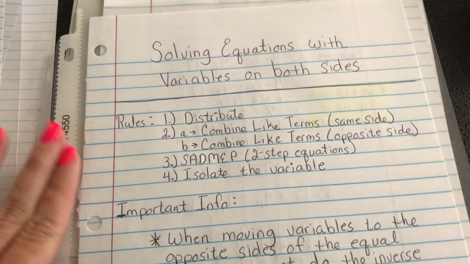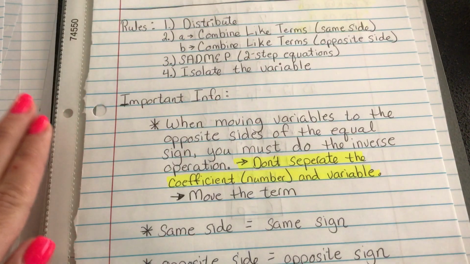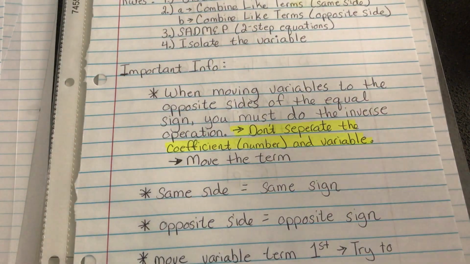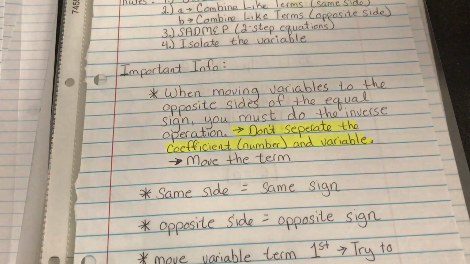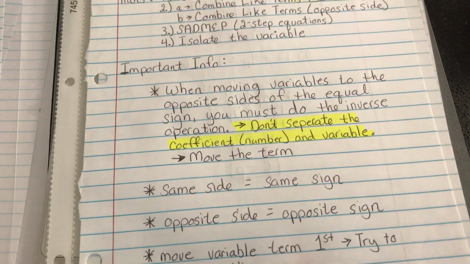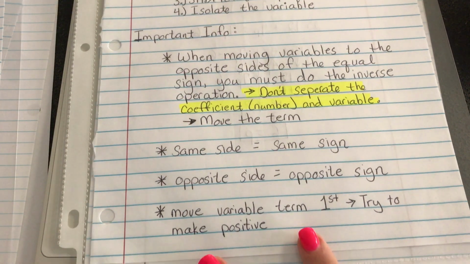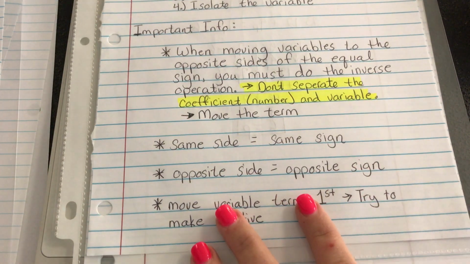Important information: when moving variables to the opposite side of the equal sign, you must do the inverse operation. Do not separate the coefficient, or the number, from the variable. So you never want to separate the family from each other. Same side, same sign. Y'all, this is what we've been doing.